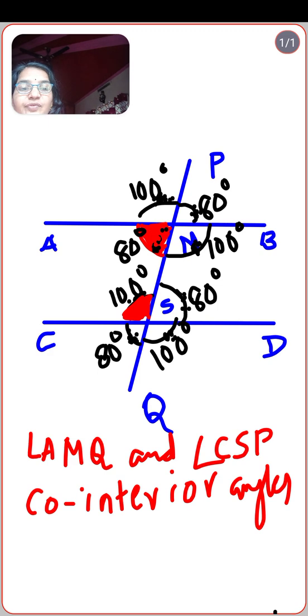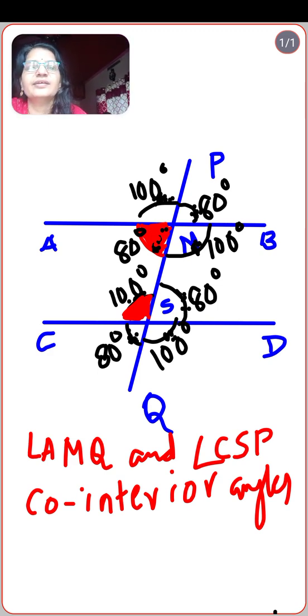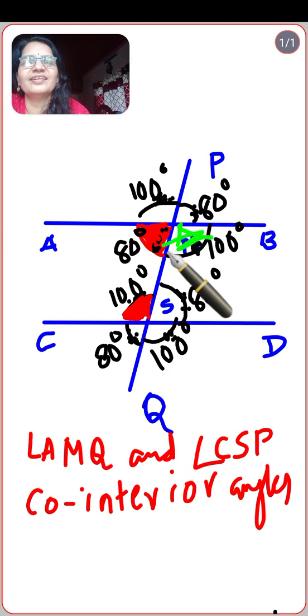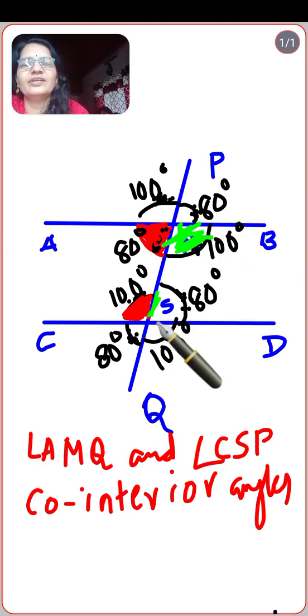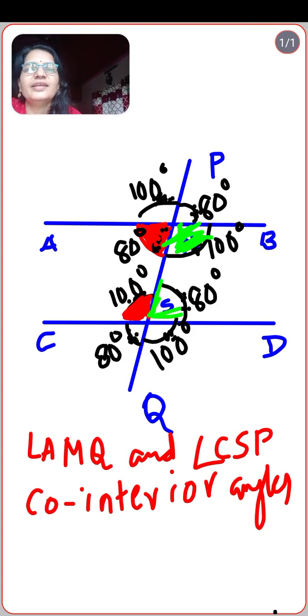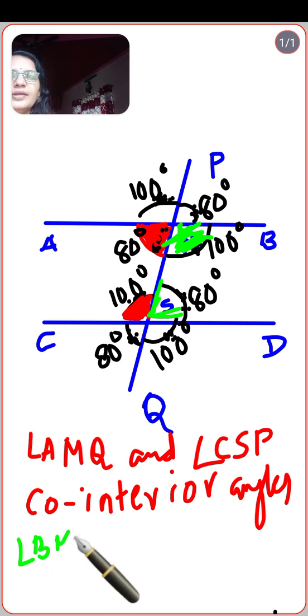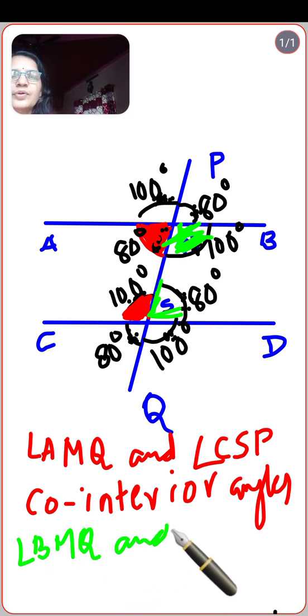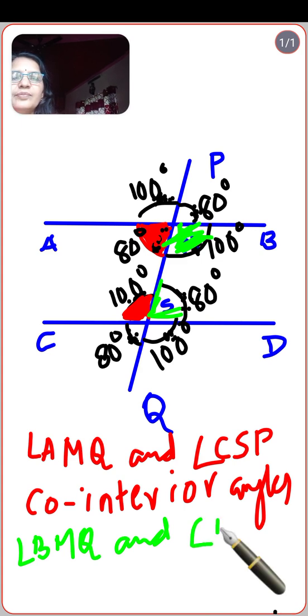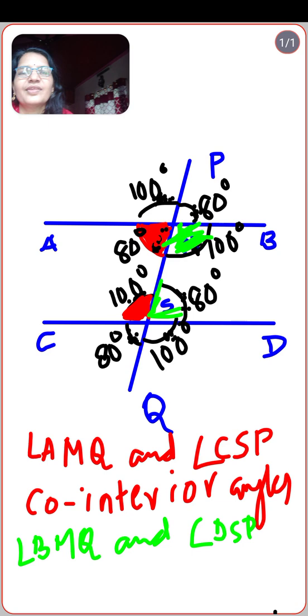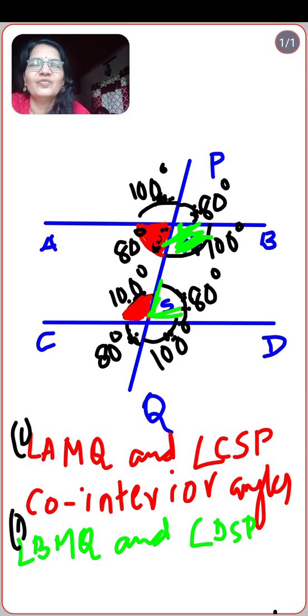Can you say another pair of co-interior angles from this figure? Yes, this here is one. One angle is here and one is here, isn't it? The name is angle BMQ and angle DSP. How many angle pairs are there? Here one and here one. One pair on one side of the transversal and the other pair on the other side of the transversal.